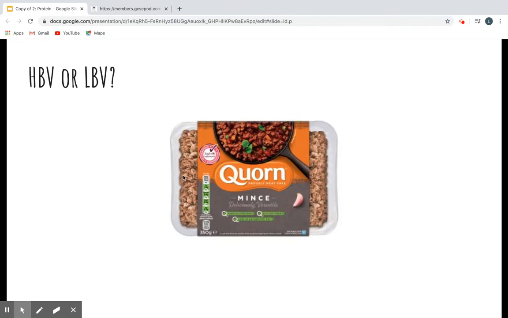We then have got corn. Is it high biological value or low biological value? Hopefully you remember the big exception. Corn, although it's a plant food, is actually high biological value because it contains all of the essential amino acids. And remember the other foods that were in that category, these were tofu and textured vegetable protein.